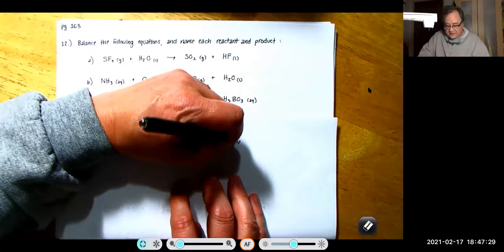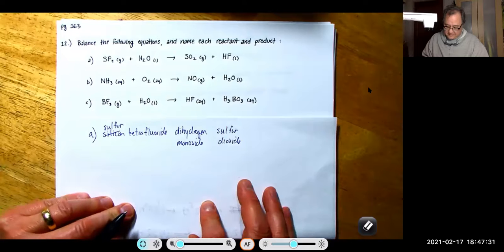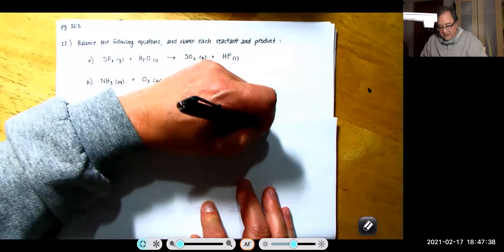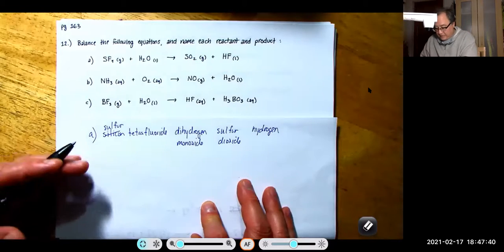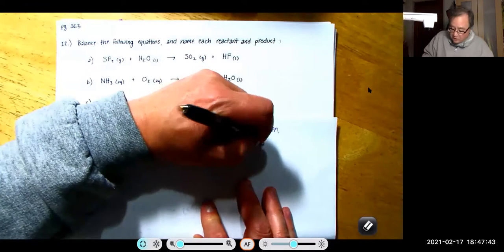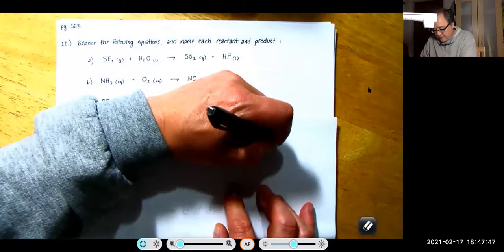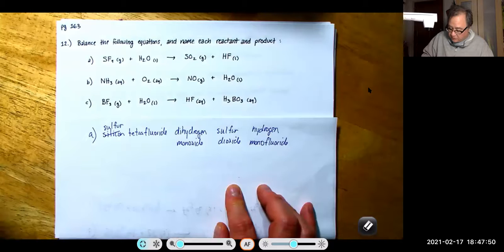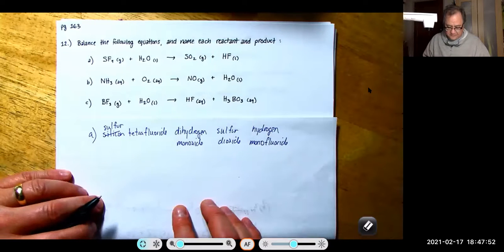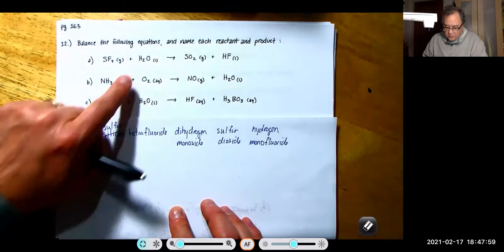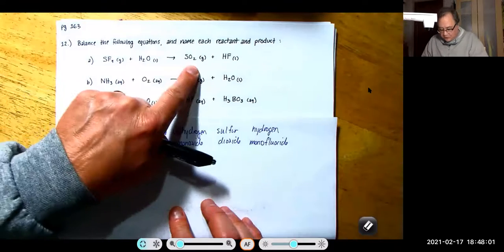And this guy here? Hydrogen. Mono, because you always use a prefix for the second element. And it's an -ide, so fluoride. Okay. One sulfur, that's good. One oxygen, 2 oxygens, so I'm going to put a 2 in front of there.